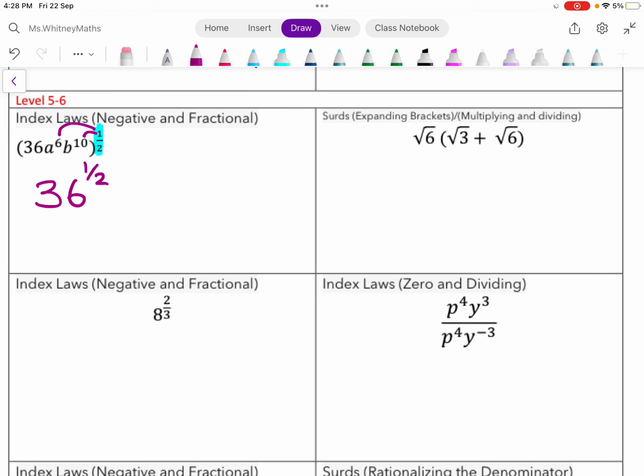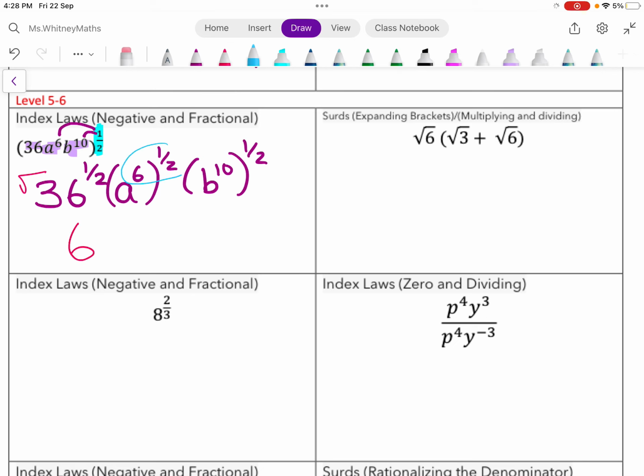Then we have 6 to the half, then we have b to the 10 to the half. I've written it out like this to help me because I've split all three terms up. 36 to the half is just the root, so I've got 6. Then I'm going to times these two together. So I have a to the 3, because 6 times a half is just 3, half of 6. And then over here, 10 times a half is 5, so b to the 5. And that's it. That's as simplified as it can be.